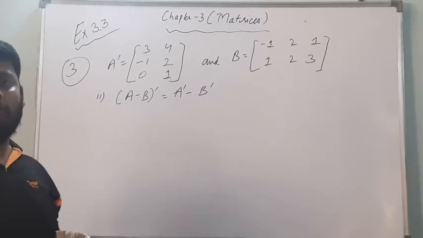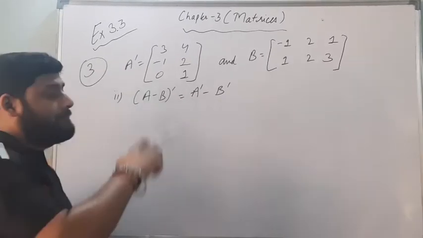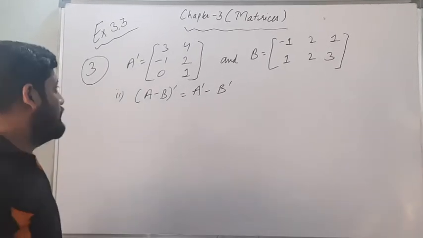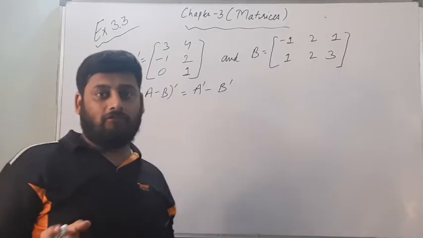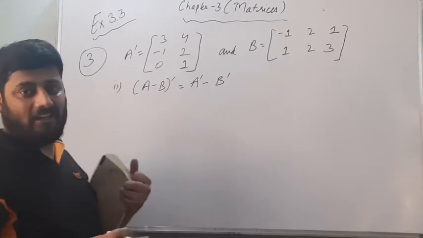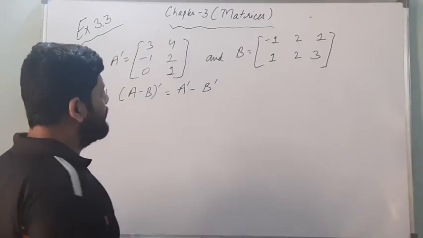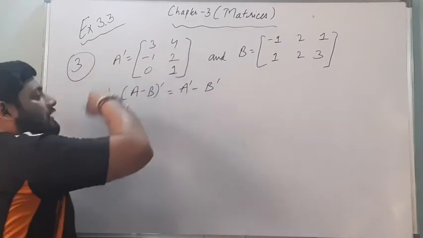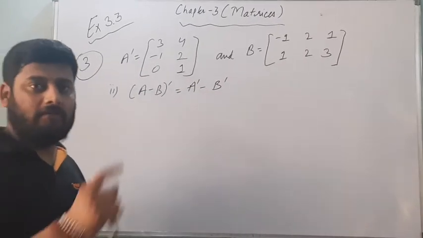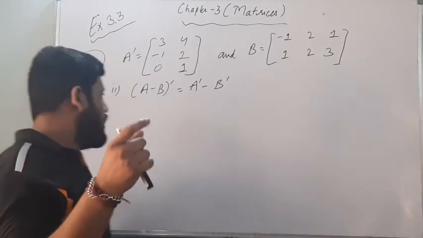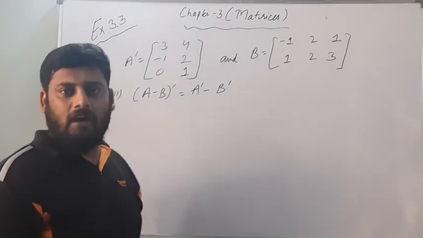So this is question number 3, that A transpose is equal to this and B matrix is this. So here we have been given the transpose of one matrix and the other matrix has been given to us. So we must not get confused between what is the transpose and what is the original matrix. Here it is given A dash, which means it is the transpose, and here it's only B, which means it's the original matrix. Now what do we have to prove? We have to prove that A minus B transpose is equal to A transpose minus B transpose.